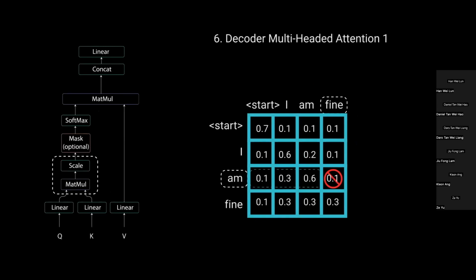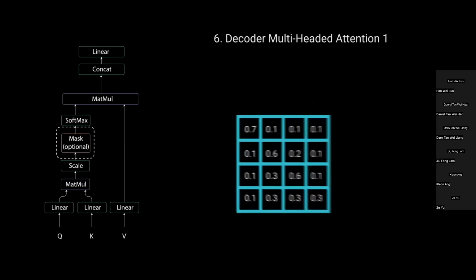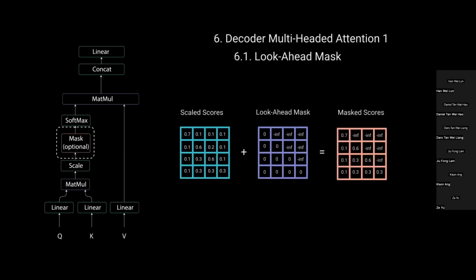The word am should only have access to itself and the words before it. This is true for all other words, where they can only attend to previous words. We need a method to prevent computing attention scores for future words. This method is called masking. To prevent the decoder from looking at future tokens, you apply a look-ahead mask. The mask is added before calculating the softmax and after scaling the scores. Let's take a look at how this works.